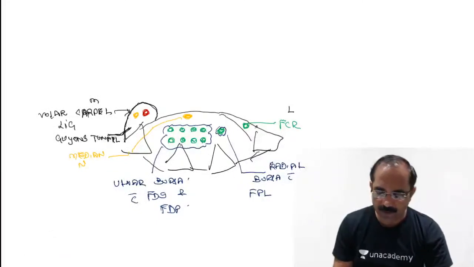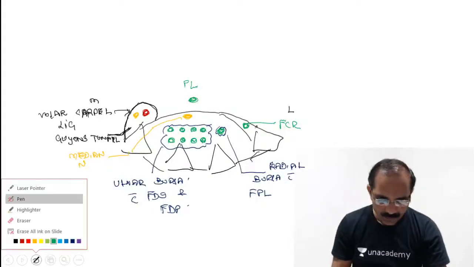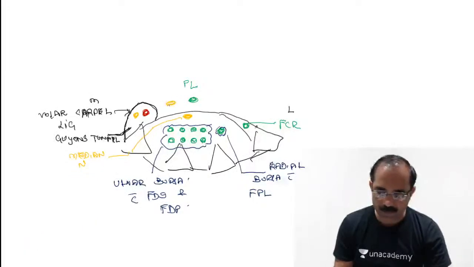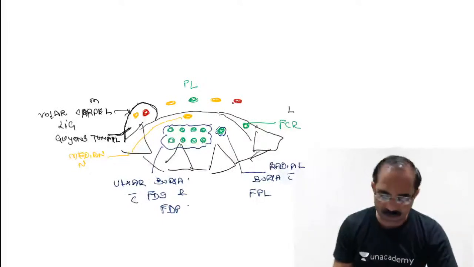What goes above the flexor retinaculum? This is the tendon of palmaris longus. Then there is a nerve here, and there is an artery here. This is what you have to know. What are these nerves and what are these arteries? I'll just put numbers here.